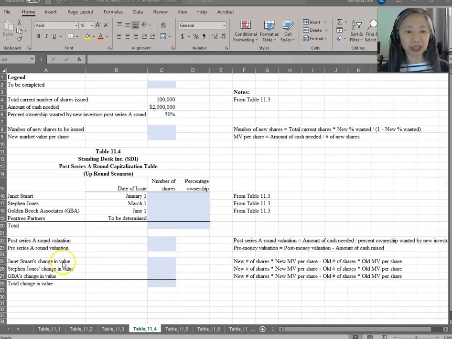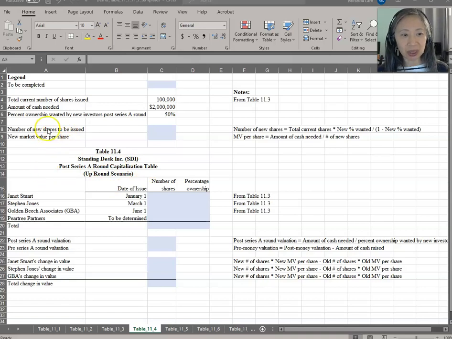Now let's move on to table 11.4. So things were going well for the business, and they need even more money. So in this case, this is an up round scenario. In fact, you don't really know whether it's an up round or down round until you determine the new market value per share and compare that to the old.